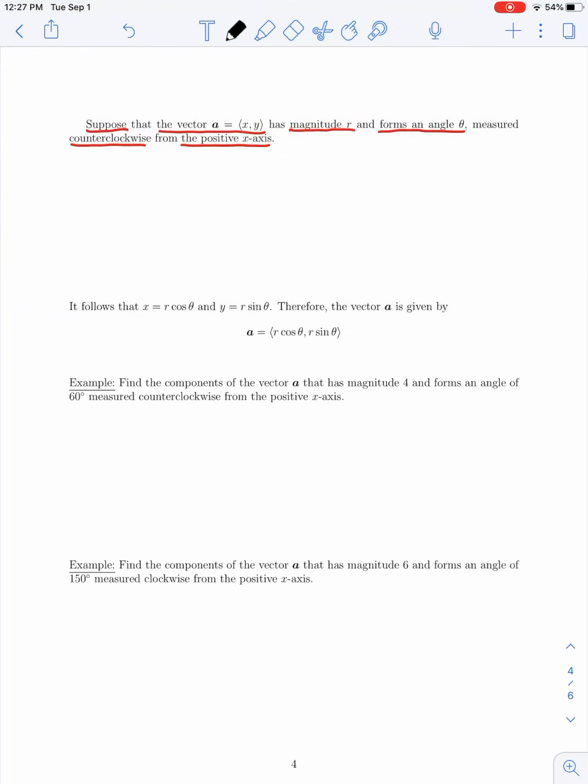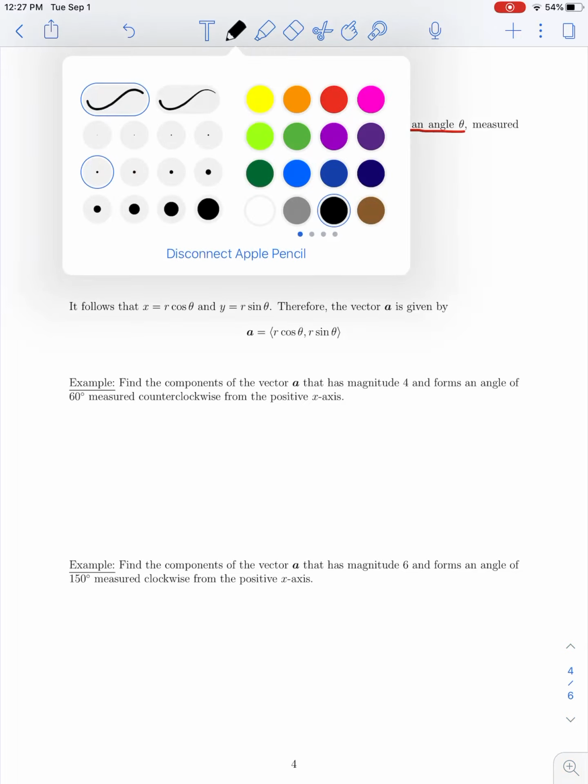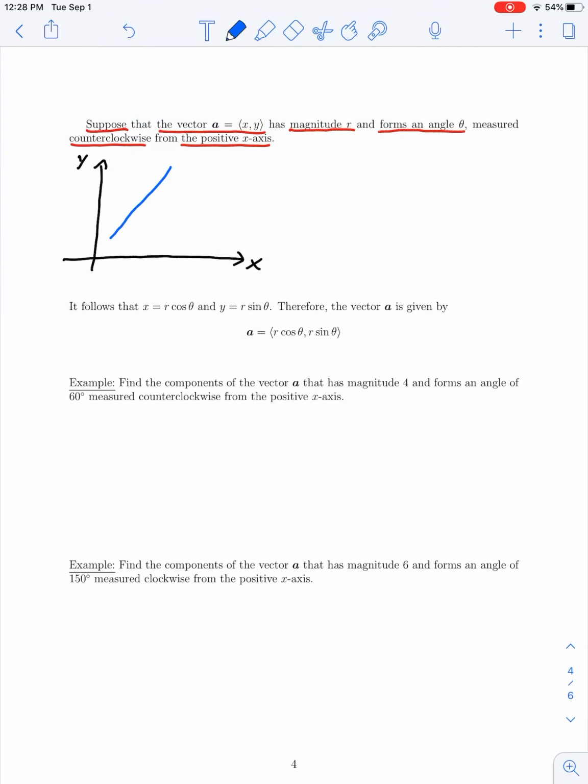So let's suppose here that we have in the plane some vector. I'll draw its position vector representation so that its initial point is at the origin. So this is my vector A. And let's say that the magnitude or the length of that vector is r. So the length along this line segment is r. And let's say that this vector forms an angle, when measured from the positive x-axis counterclockwise, of theta radians.